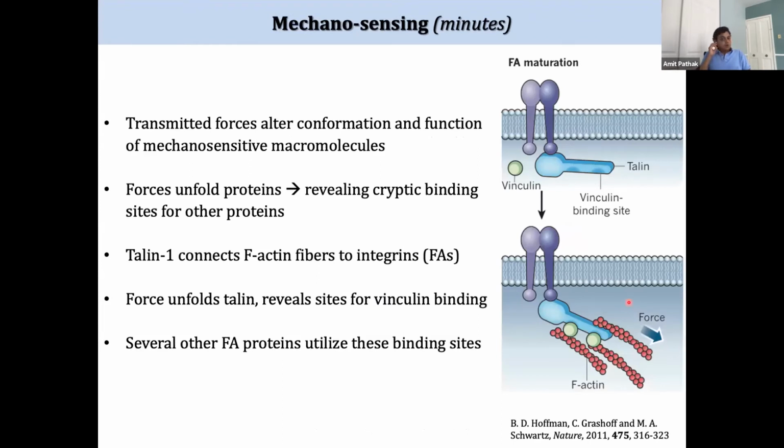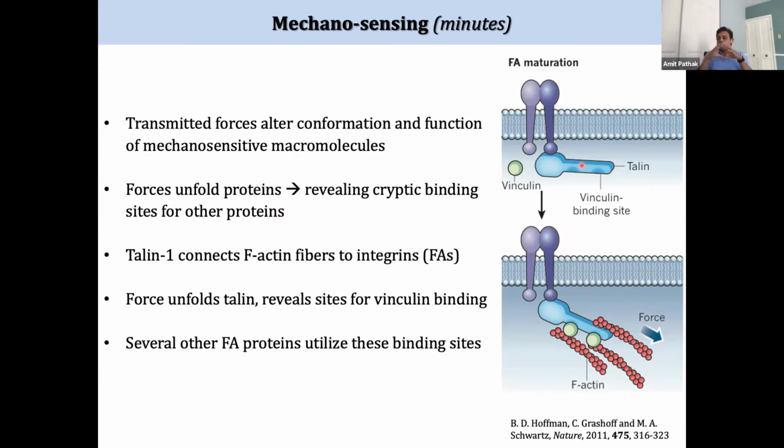Mechanosensing is a little more complicated. It is happening over seconds and minutes. So what is happening here? Initially, there are transmitted forces that change the macromolecules around the focal adhesion complex. And forces unfold these initial proteins. Talin is one. Because of the force, the protein is going to unfold.